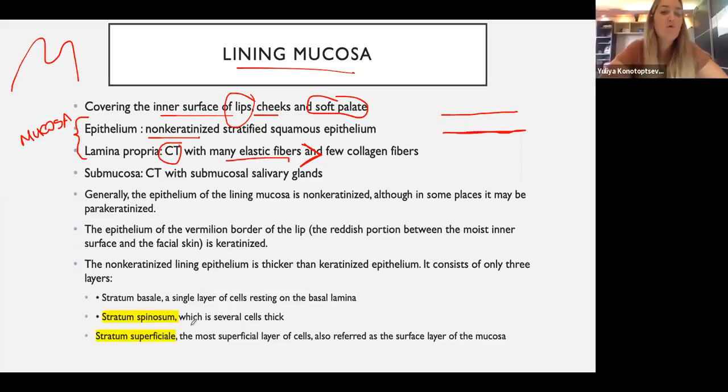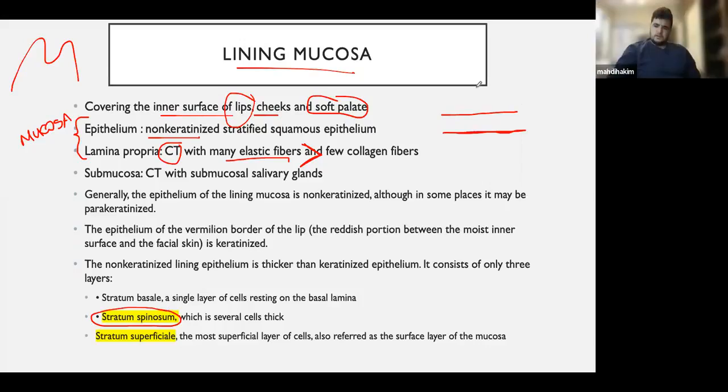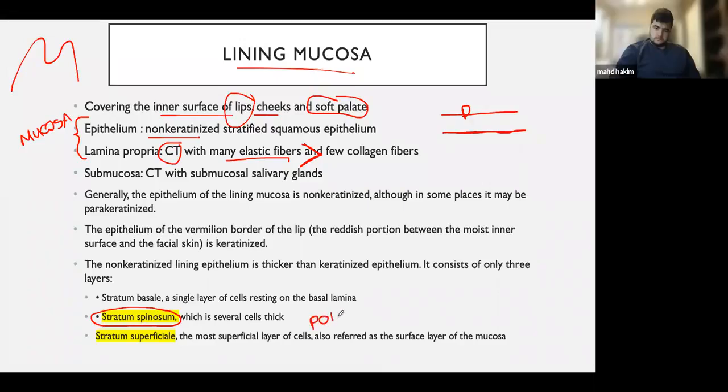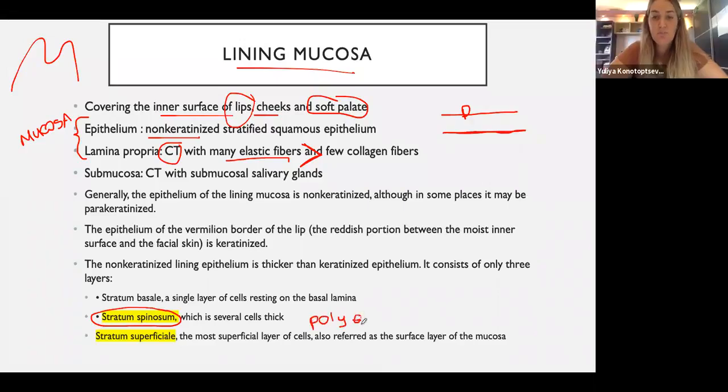Spinosum is used everywhere in the world, in our book as well, except in this university. This university has another name. Stratum polygonale. Polygonale, very good. Okay, so this is from the book. In your lectures, they're going to put another name. They're going to put polygonale, right? So the second layer is going to be polygonale.